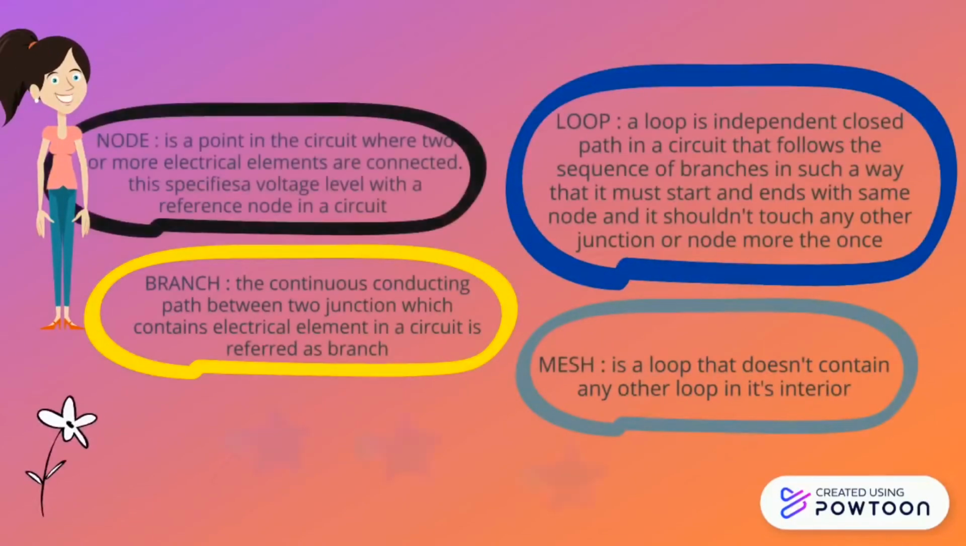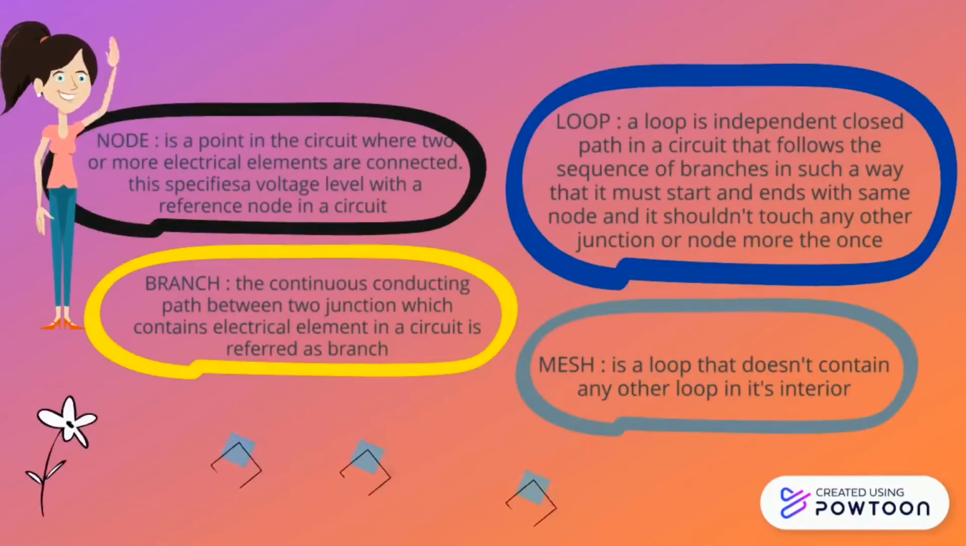A node is a point in the circuit where two or more electrical elements are connected, with a specific voltage level relative to a reference node in a circuit. A branch is a continuous conducting path between two junctions which contains an electrical element in a circuit.